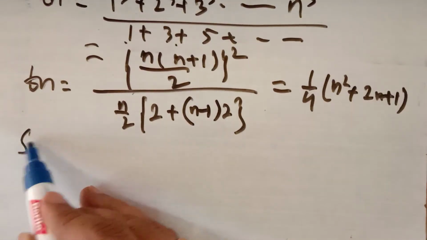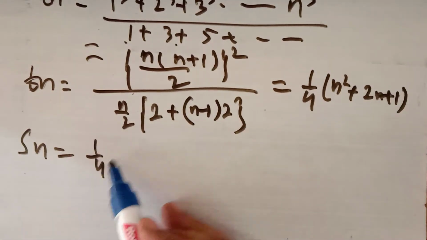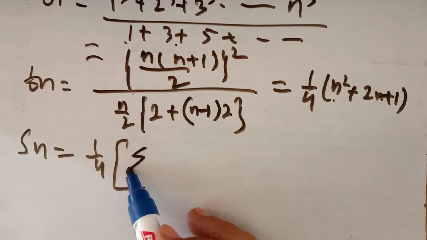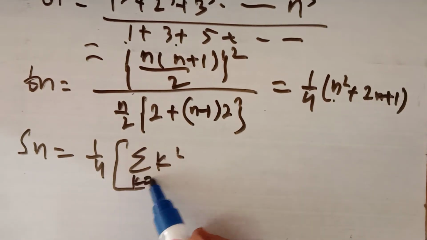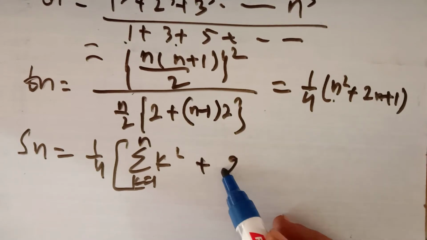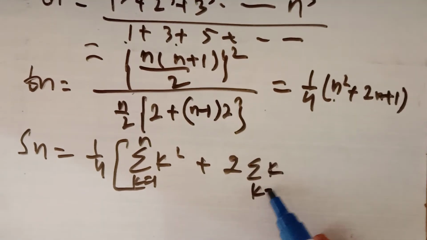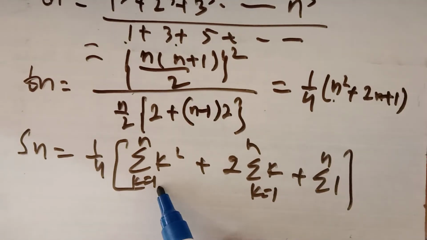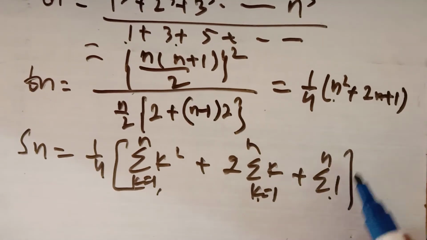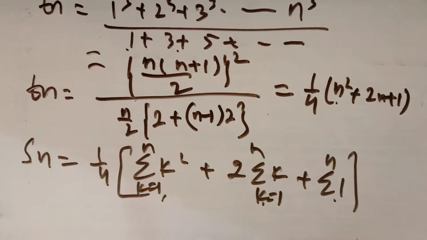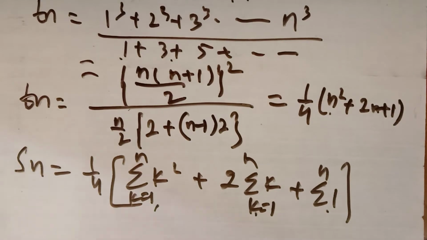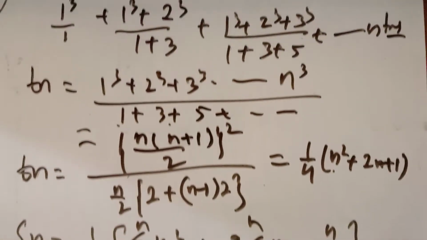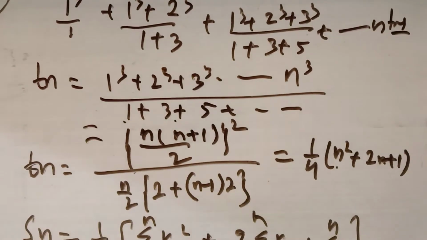Now you have to find its sum, so it is 1 upon 4 times the summation of k square, k from 1 to n, plus the summation of 2k, k from 1 to n, plus the summation of 1 up to n. You know the formula of each of these. Replace them, and you will get the sum of this series. We first found its nth term, then the sum.